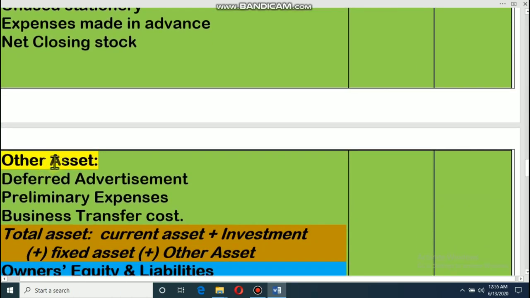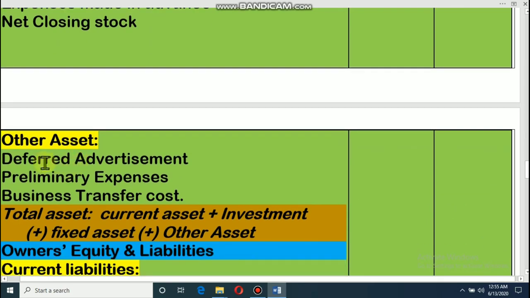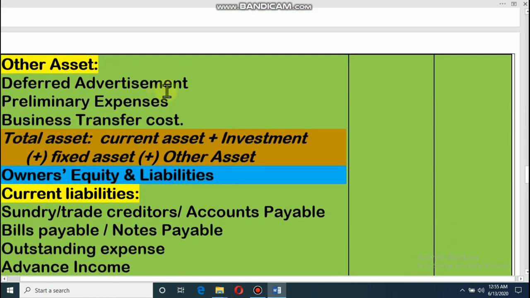Dear student, now the last type of asset, we can say other asset or fictitious asset. Actually this is not an asset, this is an expenditure for a short time. We are showing it on the asset side, like deferred advertisement, preliminary expenses, business transferring cost. These are mainly expenditures, but we show them here because year to year we will write off this value, and then it will be subtracted from asset. So dear student, now we will find the total asset. At first we will write current asset, then investment, then fixed asset, then other asset. These four types of asset will be added. We will write here the total of asset.